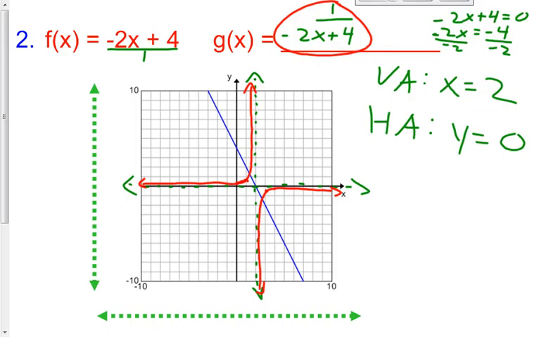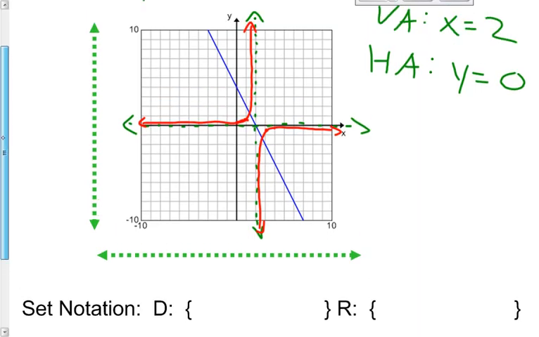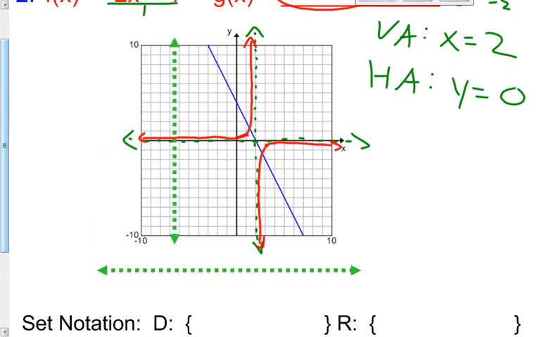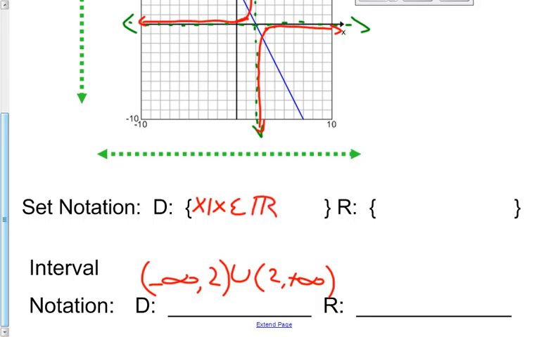Hopefully no problems there. Let's now talk about our domain and range. The more you do of these, the better you get at them because they're all very similar. Once again, your domain is basically negative infinity to positive infinity, except for that vertical asymptote, which is at 2. So it's from negative infinity to 2, and then from 2 to positive infinity. That's going to be our domain. So for our interval notation, from negative infinity all the way up till 2, union 2 to positive infinity. Which means x such that x belongs to all the real numbers except one of them, except 2.